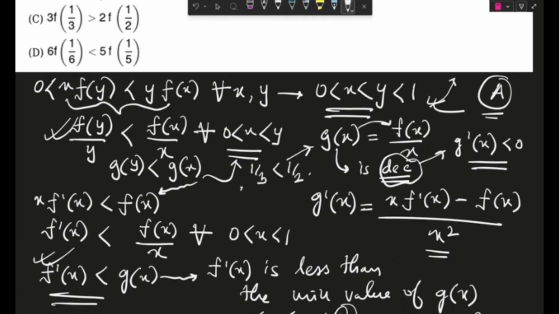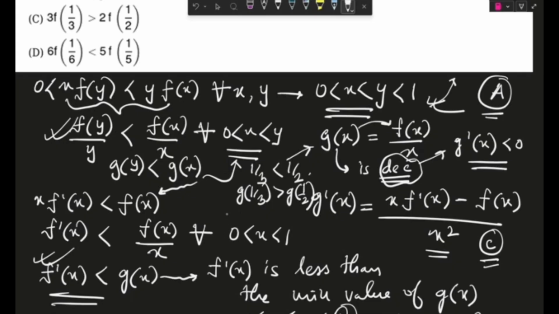So from there what we can write is g of 1 by 3, because g is a decreasing function, so it is greater than g of half. And now if you turn this to f, you will understand that your option C is actually correct. Basically you don't have to turn this to f also, right?